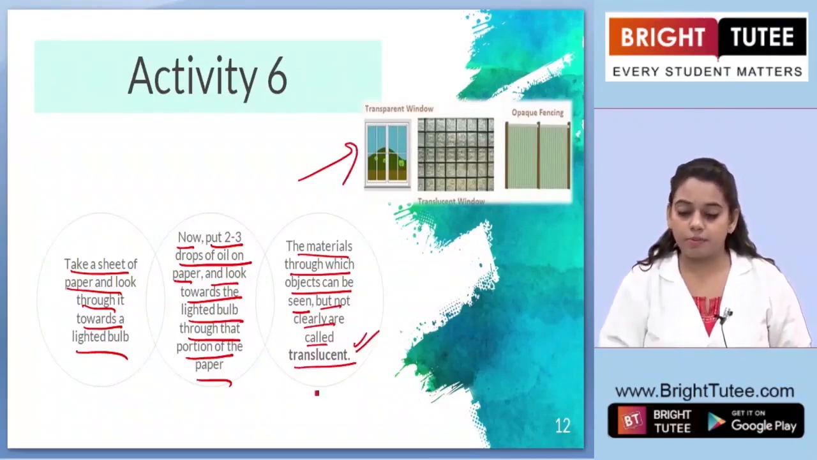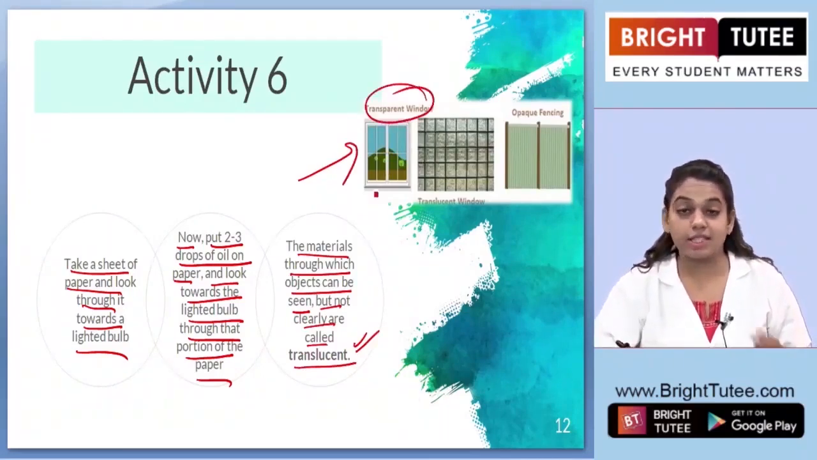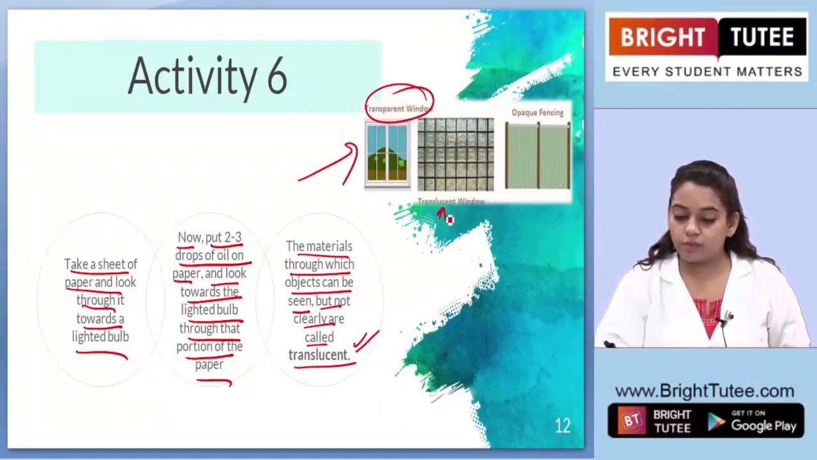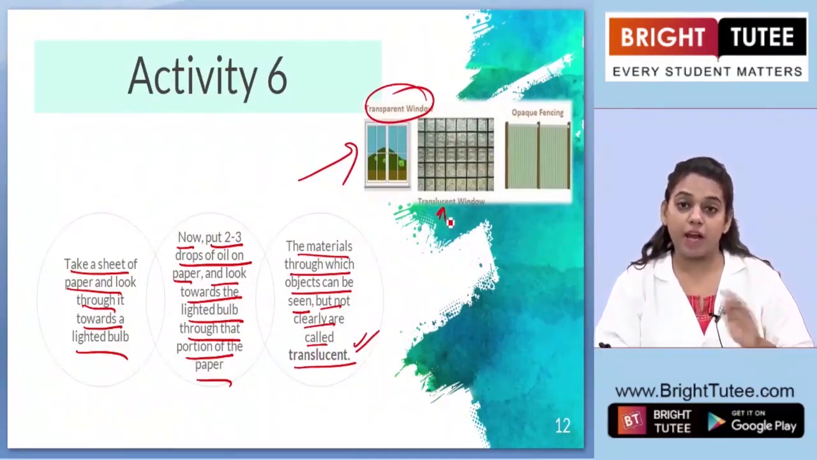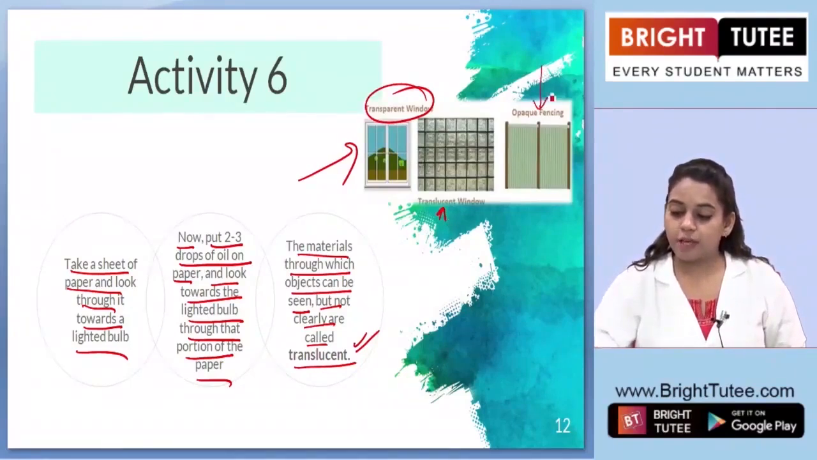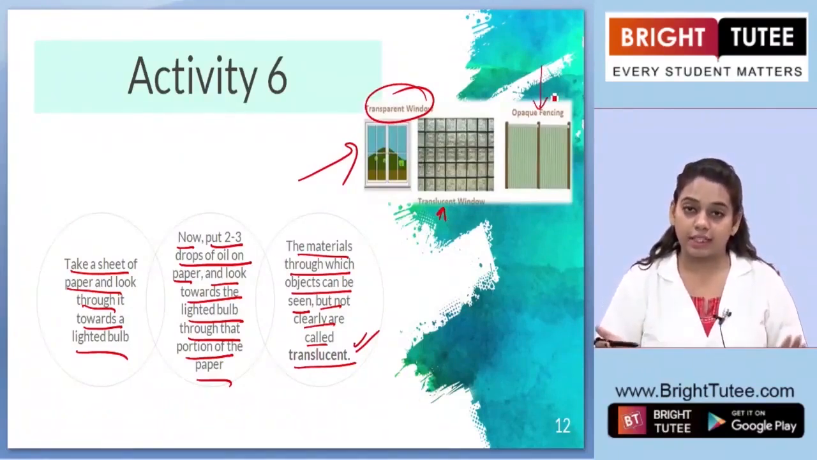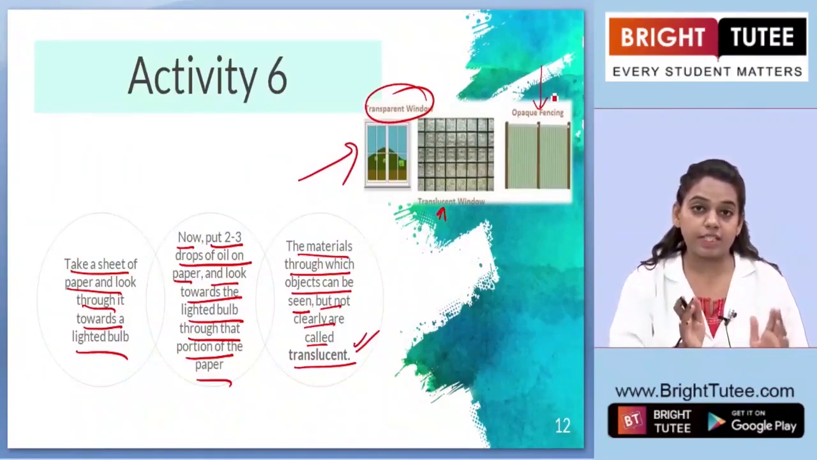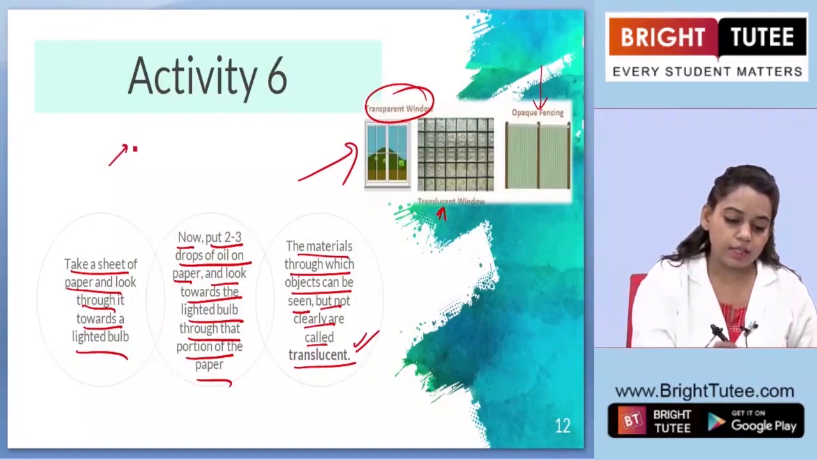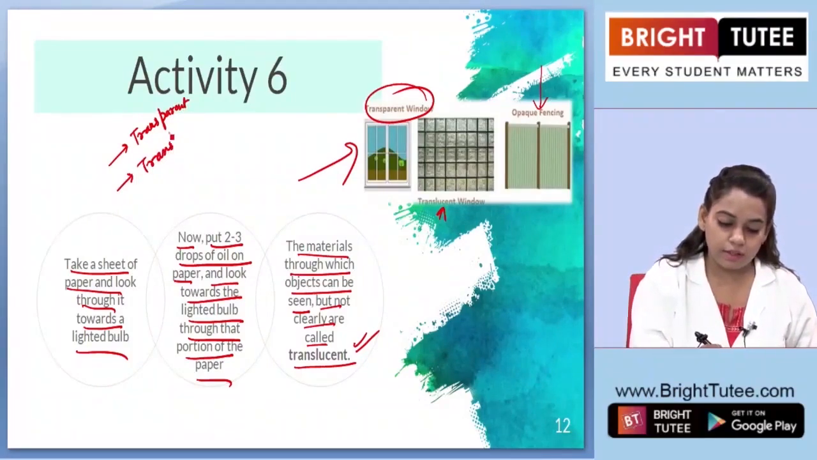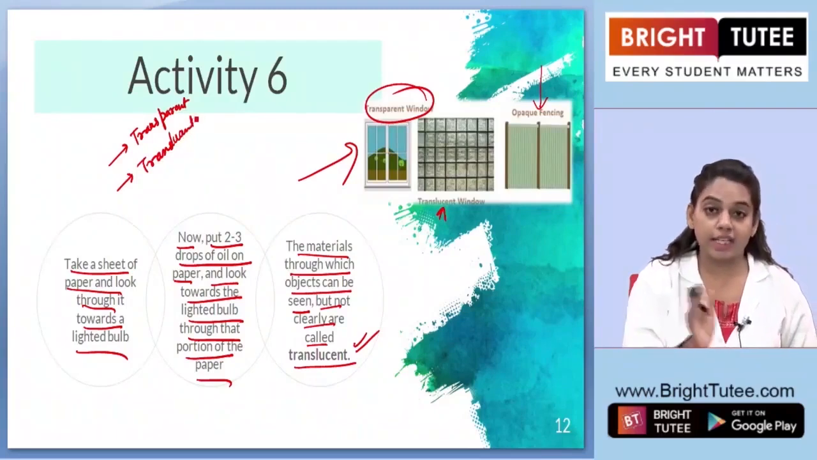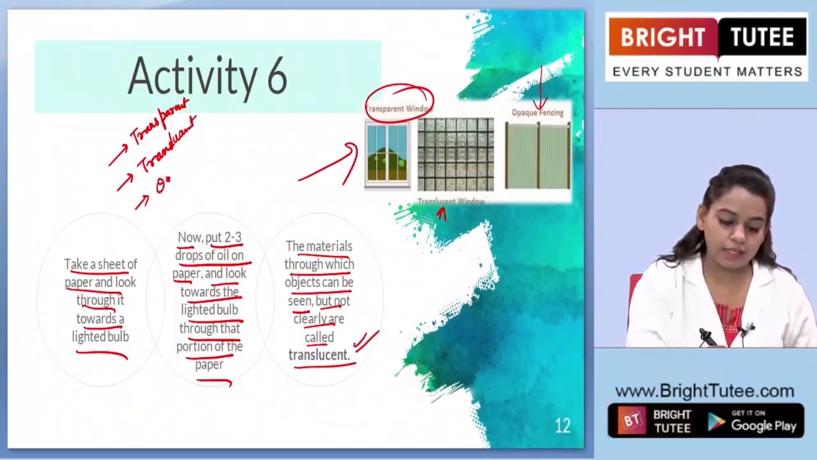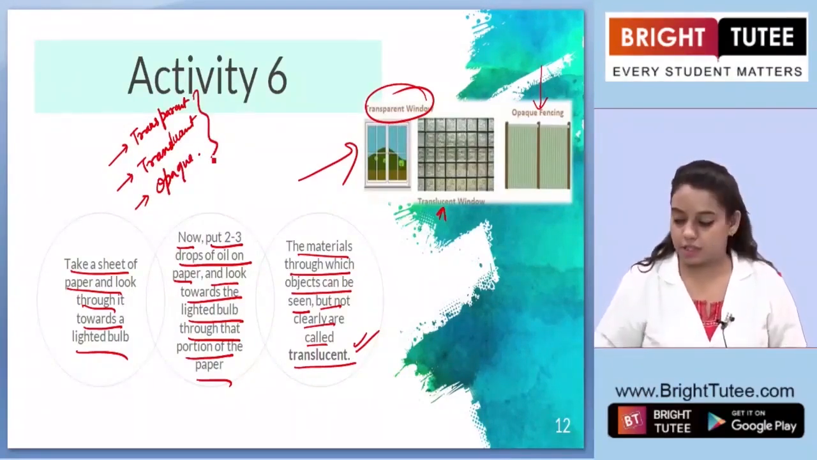And you can observe this from the picture. We have a transparent window through which we can see clearly. Then we have this translucent window through which we can see partially, and then we have an opaque fencing through which we cannot see at all. So in transparency we have three types of material. One is transparent, through which we can see clearly. Then we have translucent, through which we can see partially. Then we have opaque objects through which we cannot see the objects. So these are not see-through materials, opaque objects.